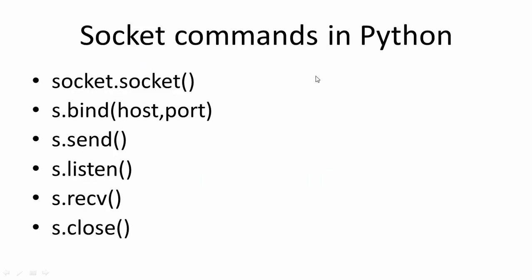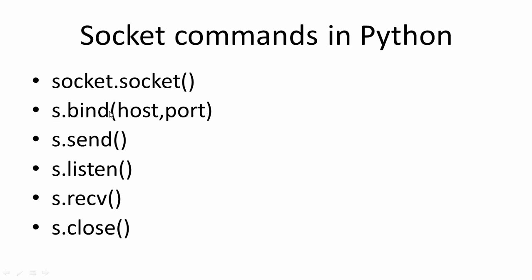Now these are some of the socket commands in Python. If you are using some other language, these kinds of commands also exist, maybe in some other syntax, but the idea behind them is the same. The first thing we need to do if we want to send a message from one computer to another is create a socket. So socket.socket creates a socket. The next thing we need to do is bind the IP address and the port to the socket, which the second command does.